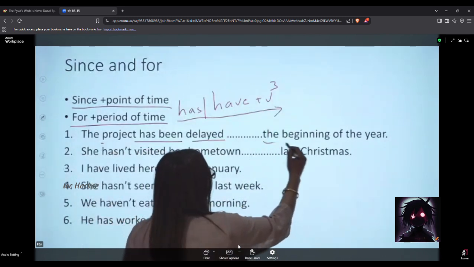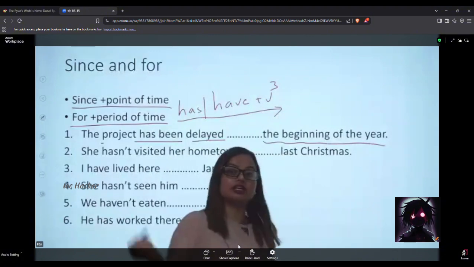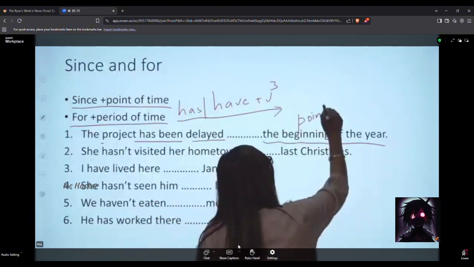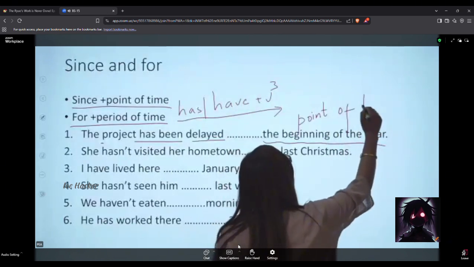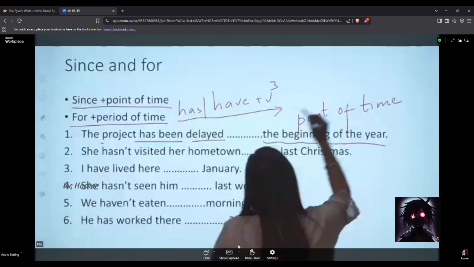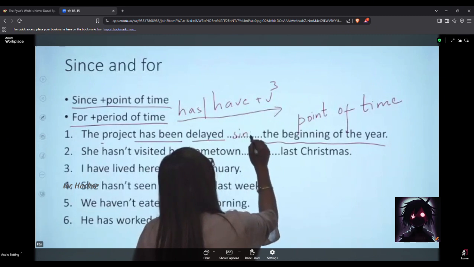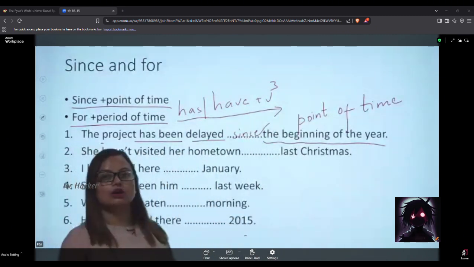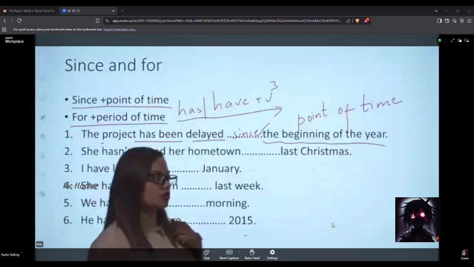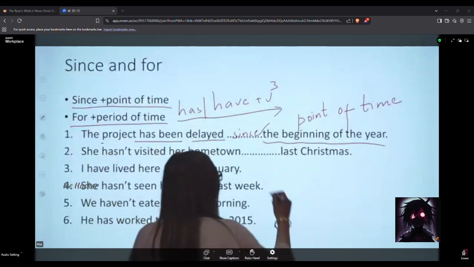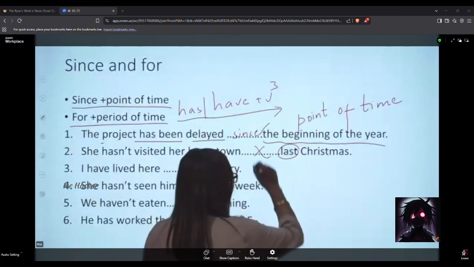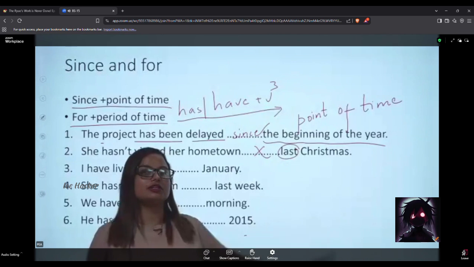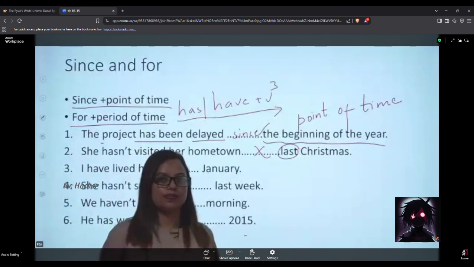Okay, the beginning of the year. This is the beginning of the year, which means point of time. Point of time. The day. Now see, point of time: we have a meeting at the beginning of the afternoon. She visits the library on Wednesday. She hasn't visited her hometown. They play soccer. Last: no preposition. In terms of "last," it never takes a preposition.